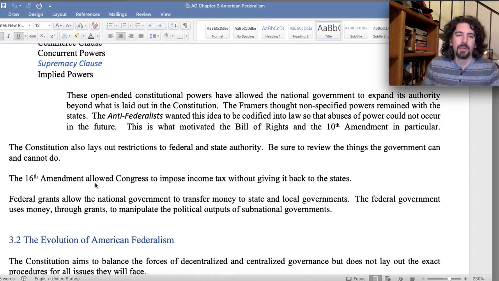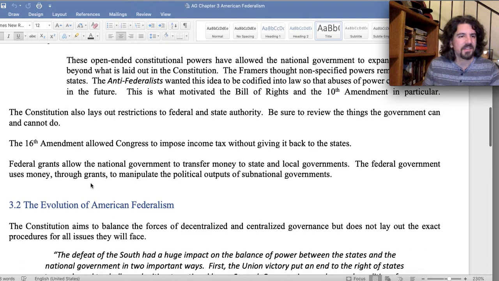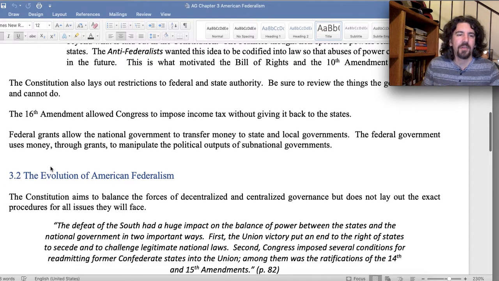The 16th Amendment allowed Congress to impose an income tax. That kind of sucks. Federal grants allow the national government to transfer money to state and local governments. The federal government uses money through grants to manipulate the political outcomes in subnational governments.